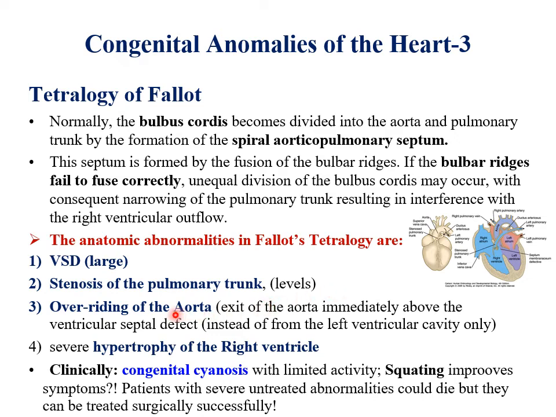There is some sort of overriding of the aorta. Instead of the aorta coming only from the left ventricle, it is overriding the right ventricle, so some blood still will come from the right ventricle to this ascending aorta. So the aorta is receiving blood from both the right and left ventricles. We are calling it overriding of the aorta.